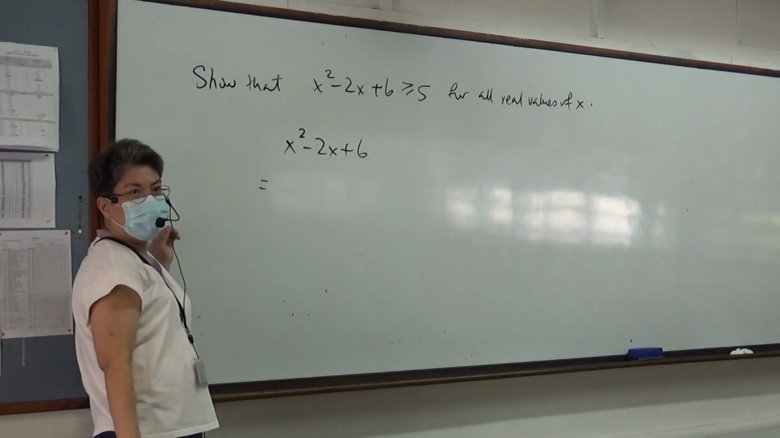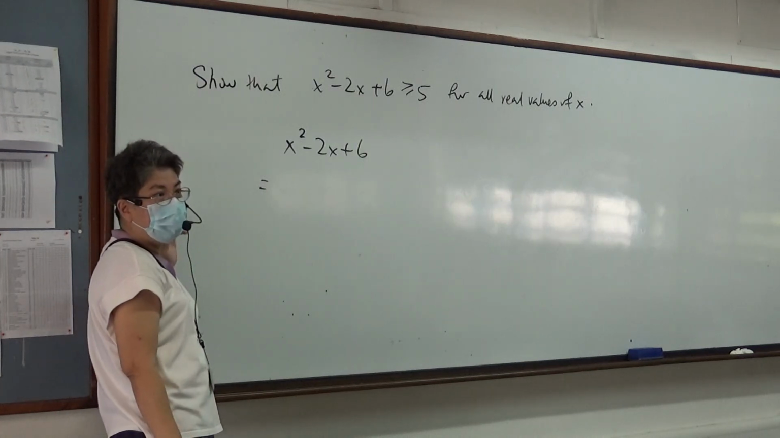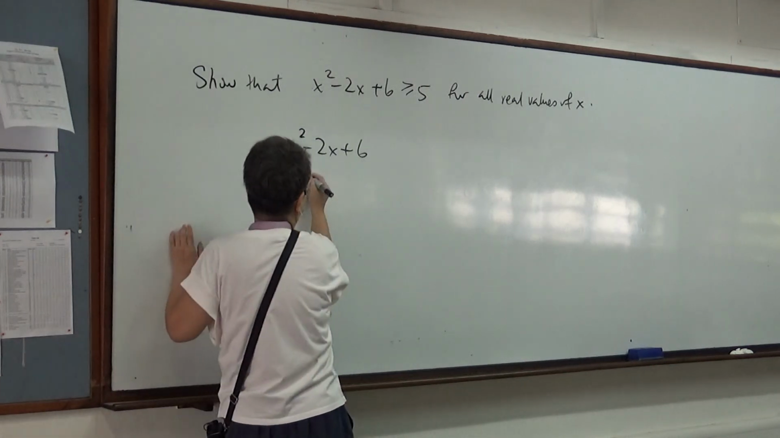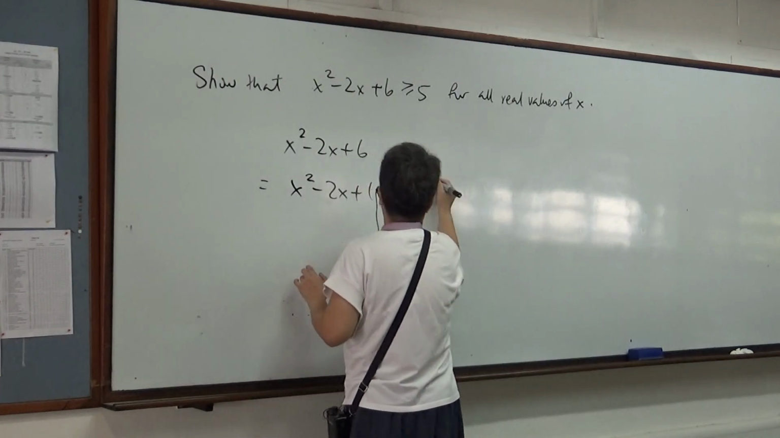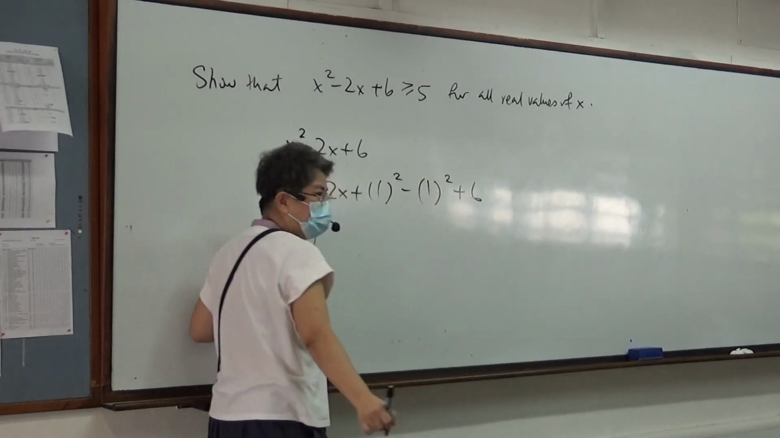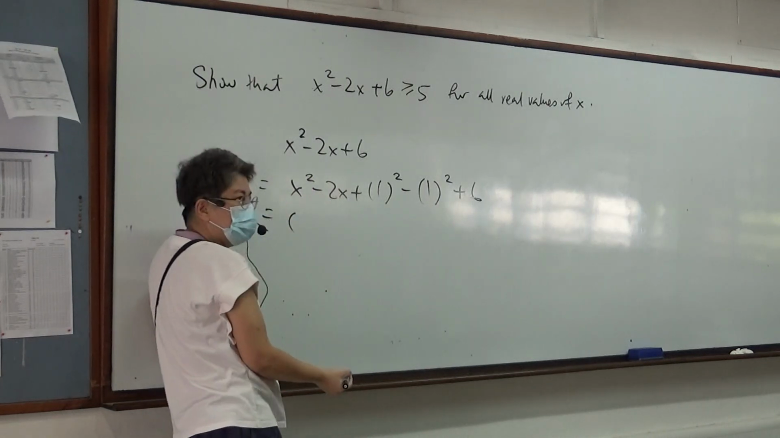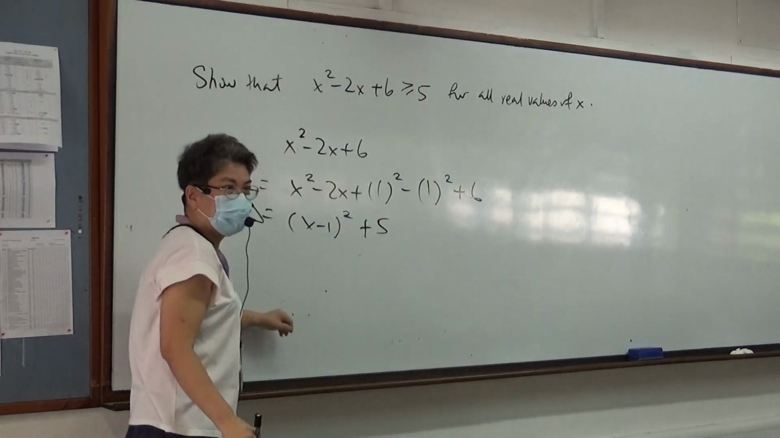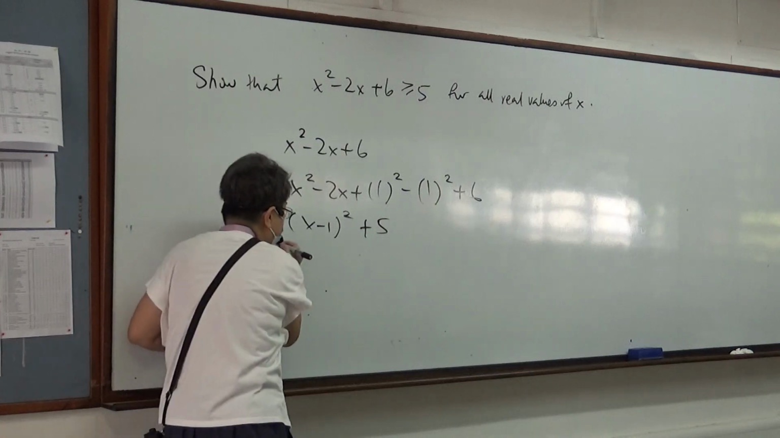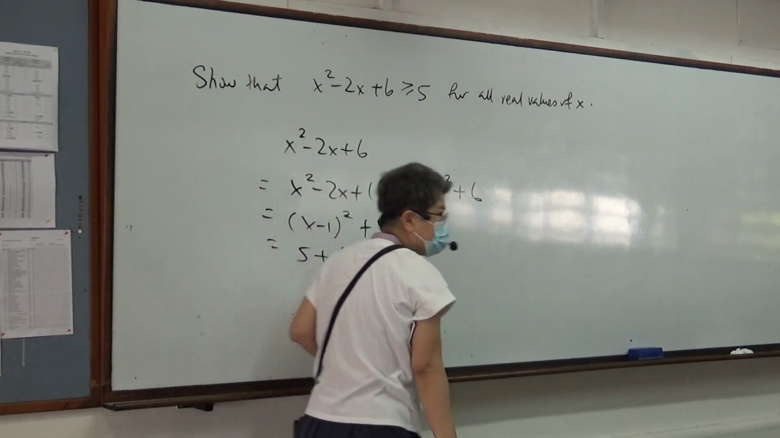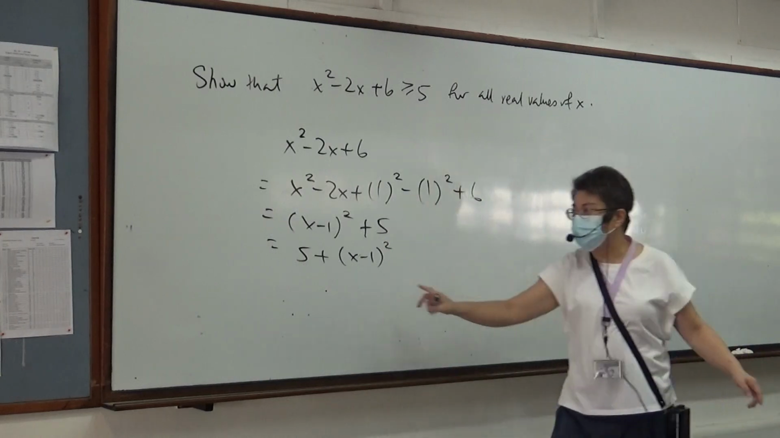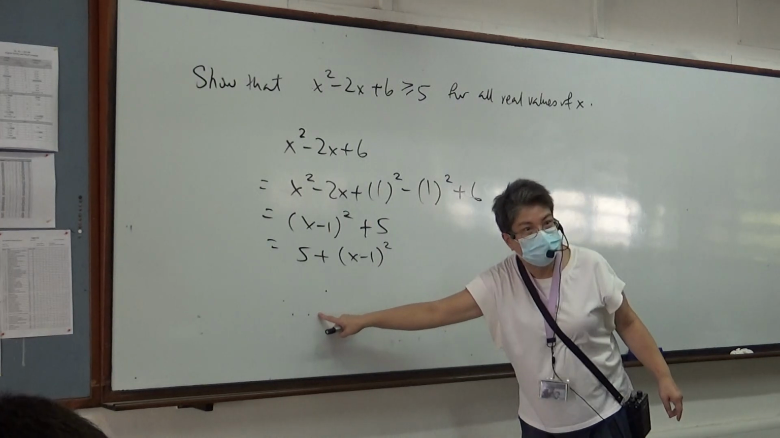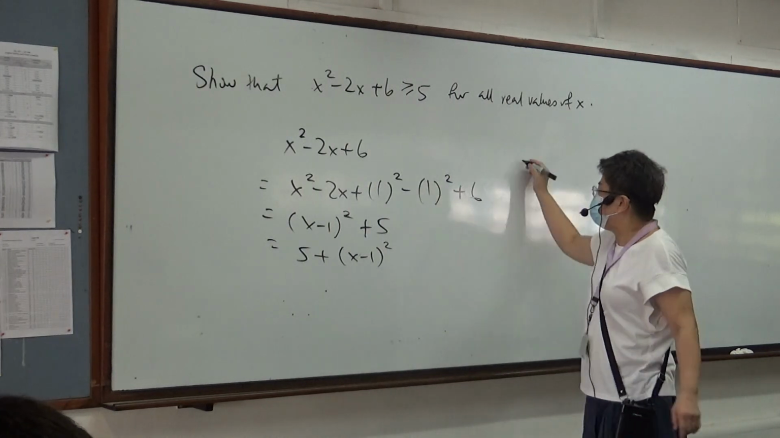Can I complete the square straight away? Why can't? Because the coefficient of x squared is 1. I think I have to explain why now. What's this? x minus 1 squared plus 5, right? Yes or no? Now, if I write it the other way, it's like that, right? Can you see that it's always 5 plus something? So 5 must be the minimum value, right? Yes or no?